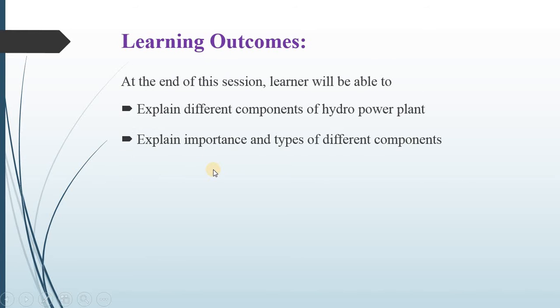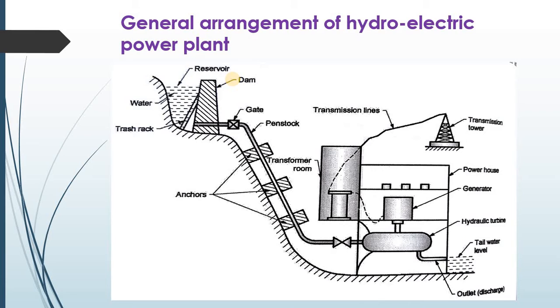Before that, the learning outcomes of this session are: at the end of this session, the learner will be able to explain different components of hydropower plant and also explain the importance and types of different components of the hydroelectric power plant. Now, this is the general arrangement of hydroelectric power plant.